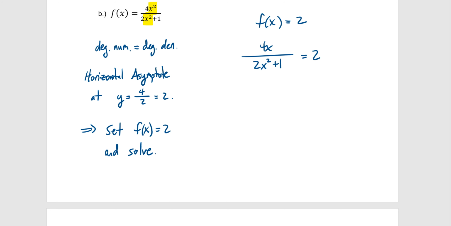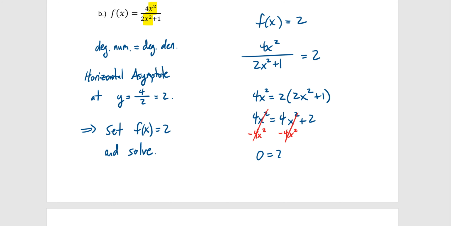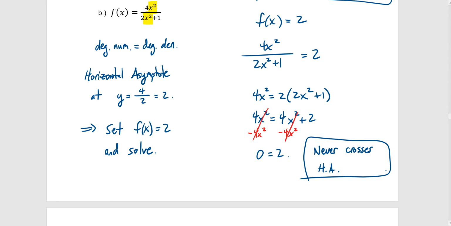So this one we have to cross multiply or multiply both sides by 2x squared plus 1. So that means we have to multiply 2x squared plus 1 to the right-hand side of the equation. So we get 4x squared equals 2 times 2x squared plus 1. And we distribute that 2 on the right. We get 4x squared plus 2. We would try to subtract 4x squared on both sides to get the x's on the same side. However, it actually cancels off on both sides. So we're left with 0 equals 2. So since this time the variables canceled and we clearly have a false statement here, 0 equals 2, that means it never crosses the horizontal asymptote. Okay, so if the variables completely cancel, then it never crosses the horizontal asymptote.